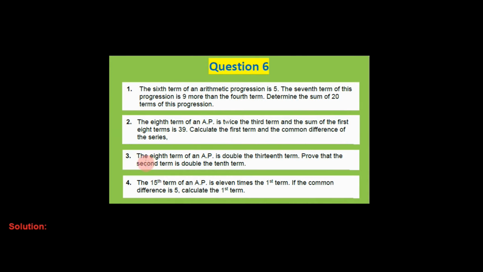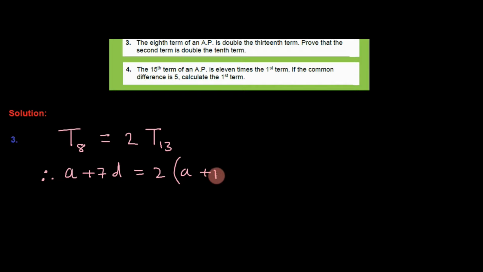In number 3 it says the 8th term of an AP is double the 13th term. Prove that the second term is double the 10th term. So we can start by writing down this information as an equation. So let's do that. The 8th term, so T8, is double the 13th term, so twice T13. Then writing the equation in terms of a and d, we have a plus 7d is twice a plus 12d. We can simplify.